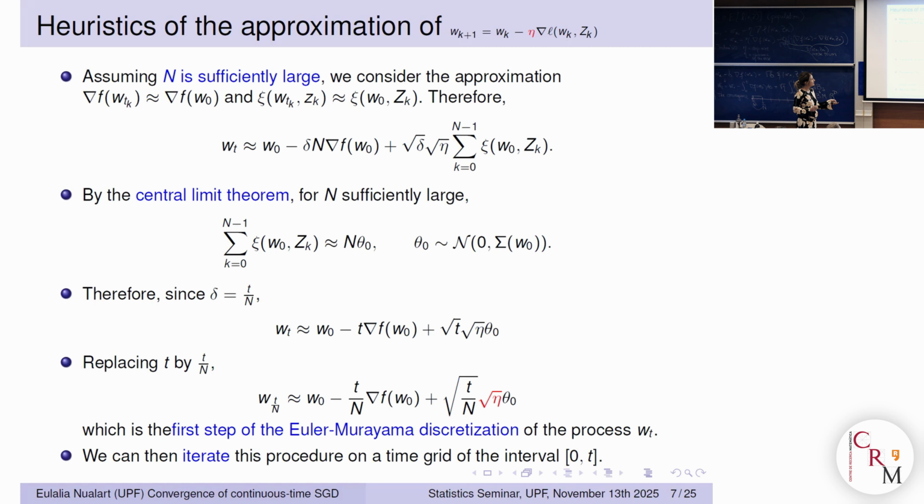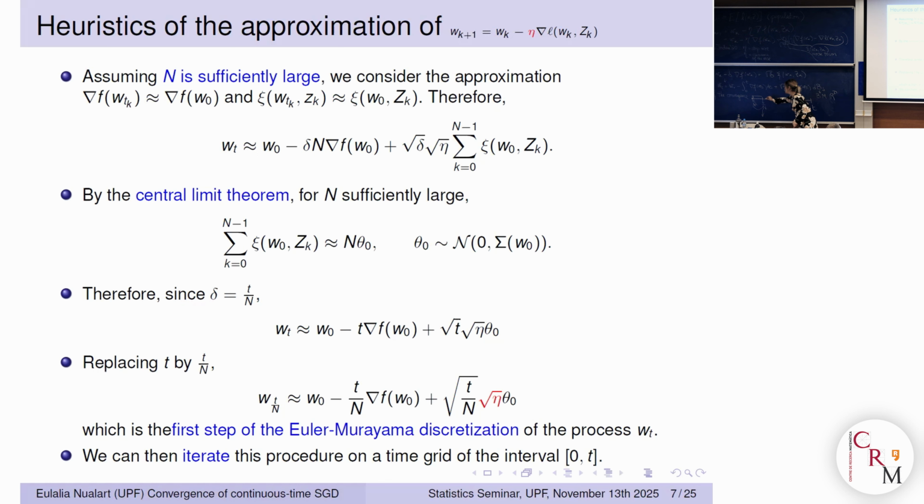And then for here, we obtain the sum of IID random variables. These allow us to take the sum of IID random variables, which converges to a Gaussian by the central limit theorem, okay? And then we get at time t divided by n this discrete process that is exactly the first step of the Euler-Maruyama discretization, right?